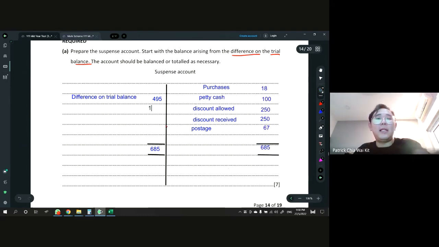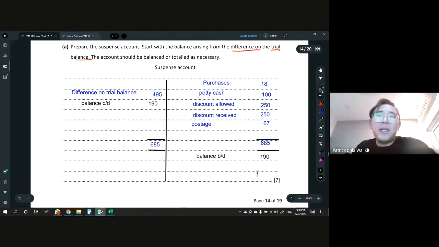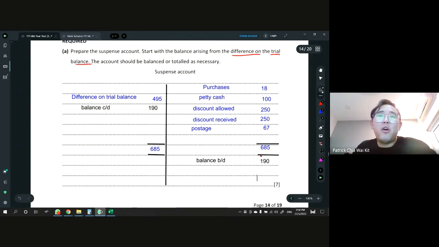So 190. What is this 190? As usual, it is just normal balancing, right? So 190 is our balance CD. And after balance CD, don't forget to do your balance BD. And the number is the same, 190. Okay. So actually, what does that mean when you still have a balance BD? It just means that you have not found all the errors and not all errors have been corrected. Yeah, it can be like this.